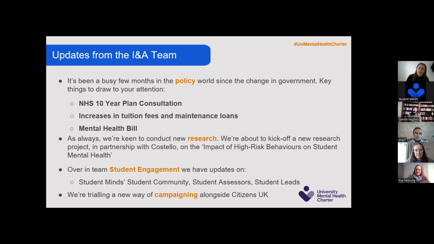Then over in student engagement, which is still our team, I realise it sounds like we're covering an awful lot, but it still sits within influencing and advocacy. We're kind of re-kickstarting our student engagement. Lots of our opportunities dropped off during the pandemic, which I'm sure lots of you can relate to. And we are really revisiting now how we can make sure that students' voices are front and centre of everything that we do, especially from a policy and influencing perspective, but also across the Charter and other areas of our work as well.